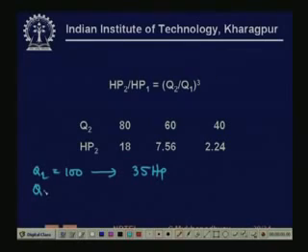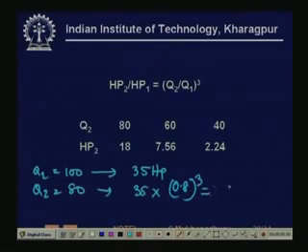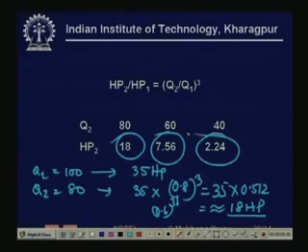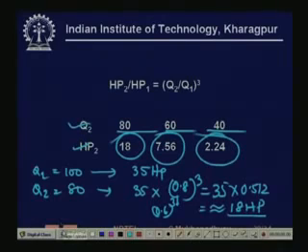So, with Q2 equal to 80, the HP requirement will be 35 into 0.8 whole cube, which is equal to 35 into 0.512, which is almost equal to 18 horsepower. So, this is 18. Similarly, if you multiply this by 0.6 whole cube, then you will get 7.56, similarly 2.24. So, these are the horsepower requirements now, applying the fan laws, and you can get very similar figures if you see the fan curves, because the fan curves obey the fan laws, right.